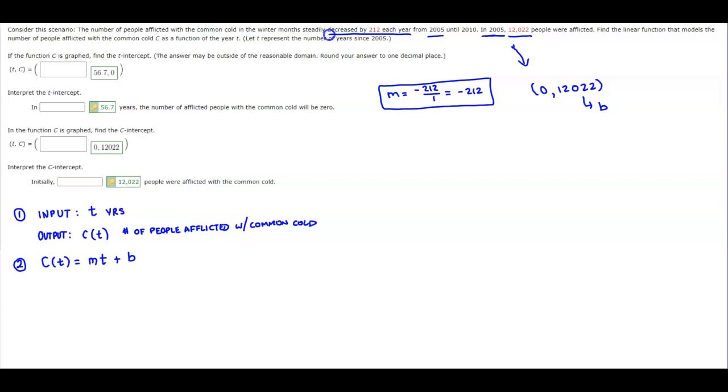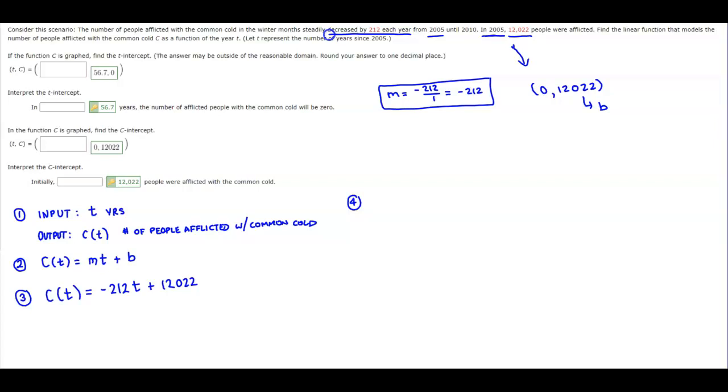So if we wanted to figure out what that model represents, we would have C of t, which is equal to the slope, which is negative 212t, plus 12,022. Okay, so now the first thing they want us to do in the first question here is, if the function C is graphed, find the t-intercept.